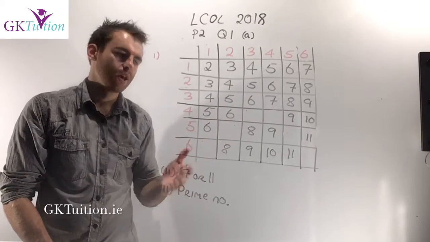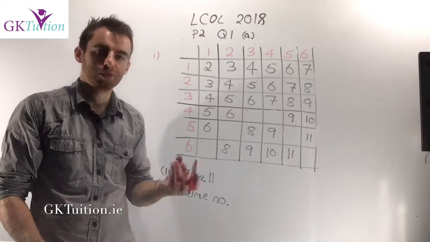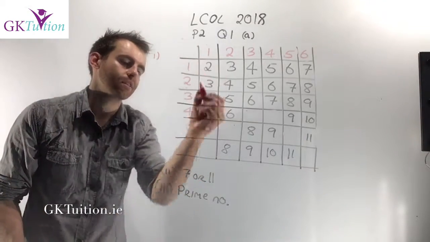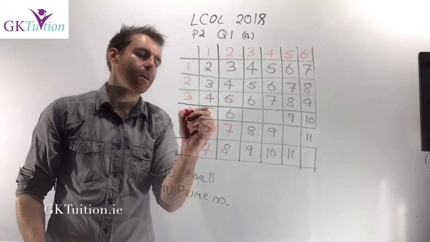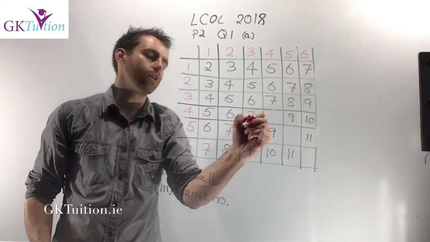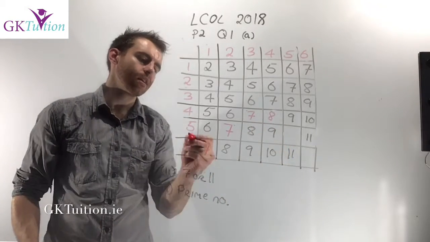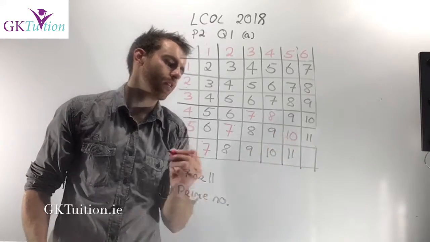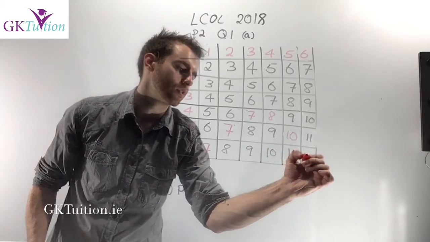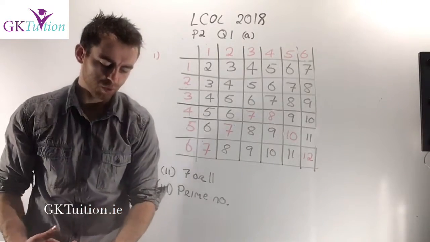There's been 6 of them that haven't been filled, so to get the marks for A part 1 we just need to fill them in. 6 and 1 gives me 7, and 5 and 2 gives me 7. This one corresponds to 4 and 3, which is 7. Then beside it is 4 and 4, which is 8. Then down here I have 5 plus 5, which is 10. And on the bottom I have 6 plus 6, which is 12. That's all you need to do to get the marks for A part 1.